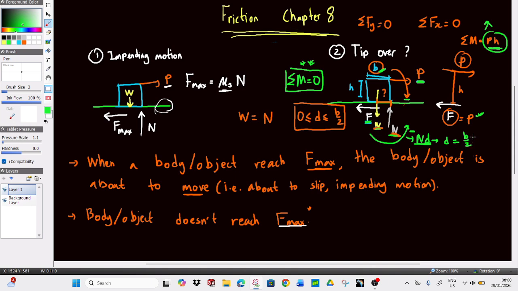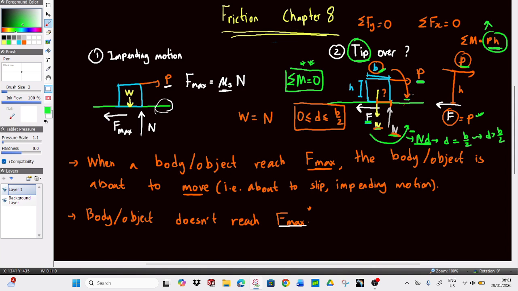And if it goes further than that, if d is more than b over 2, what happens? The box will start to tip over. So that's basically the second case. But your P will never reach F max. Your P will never reach F max, but it will tip over. So that's the second case that's likely to happen.